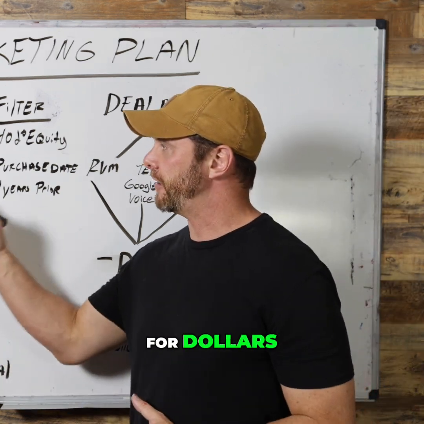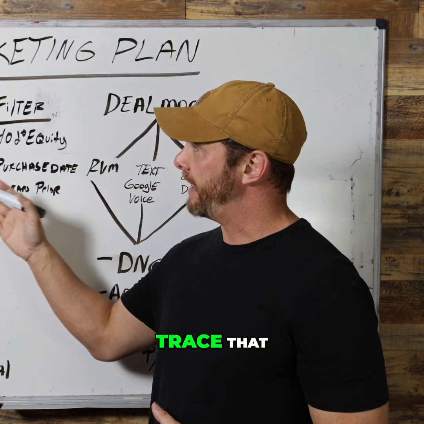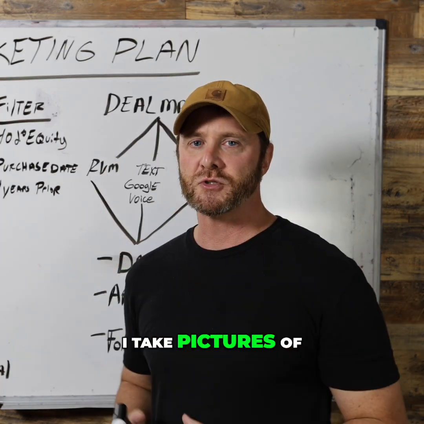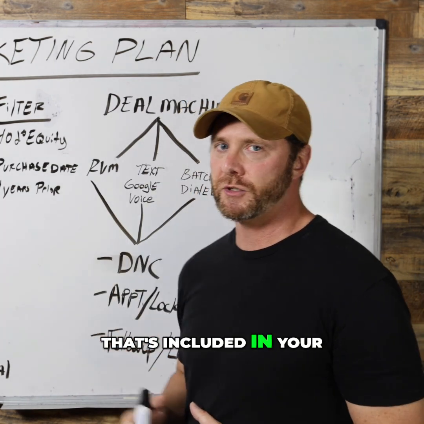The next is driving for dollars. Now, of course, I don't skip trace that. I don't pull the list. I do just skip trace the phone numbers. This is when I drive around. I take pictures of properties using Deal Machine. That's included in your $150 a month.